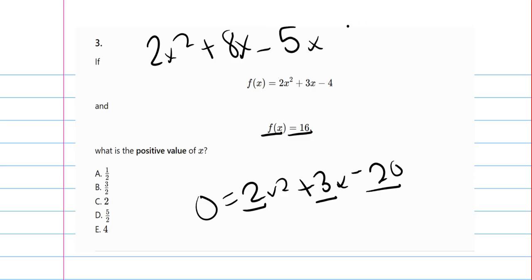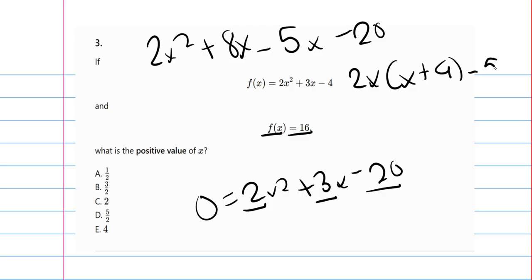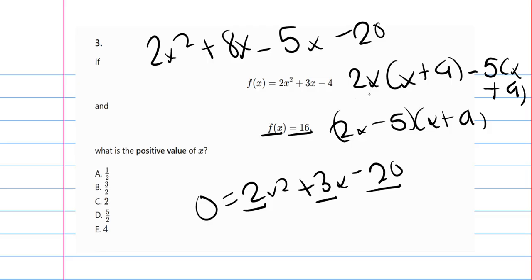So that would be 5x minus 20. And now we're going to factor this out as much as we can. So 2x and x plus 4, and minus 5x, positive 4. So we're given 2x minus 5 and x plus 4. You get it from here.